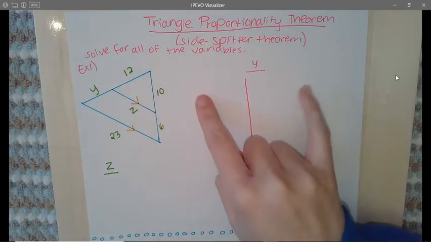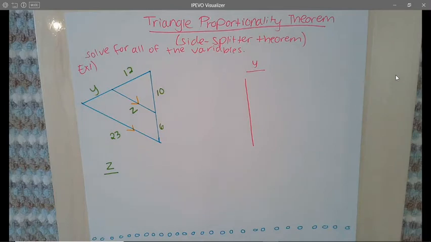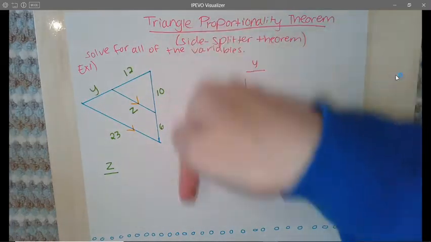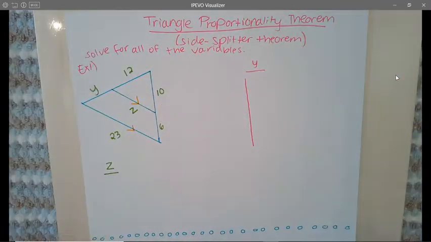And I'm going to show you that no matter which way you choose to set up your problem, you get the same answer. So the first way I'm going to go, you can go down the sides of the triangle that the parallel line is crossed through. So I could go down this way.